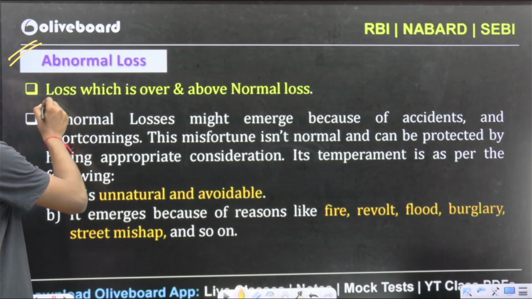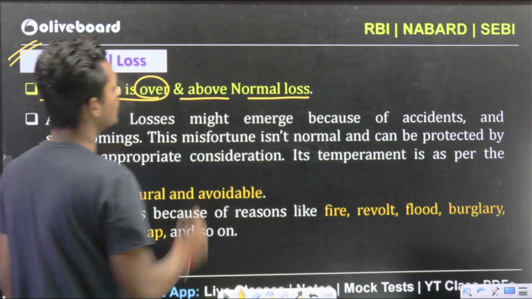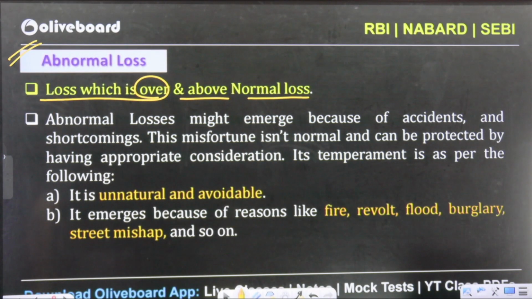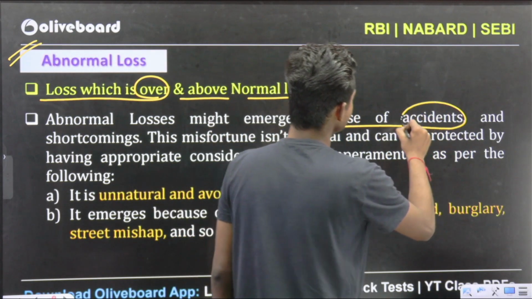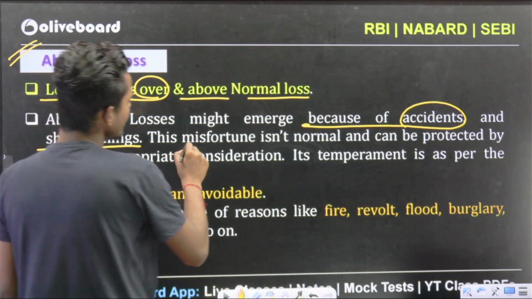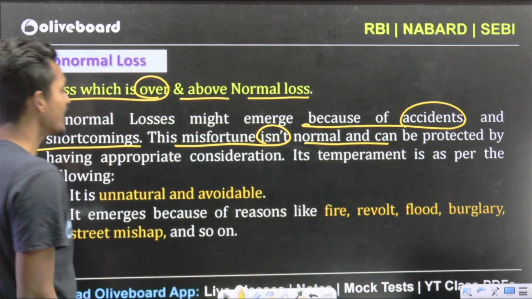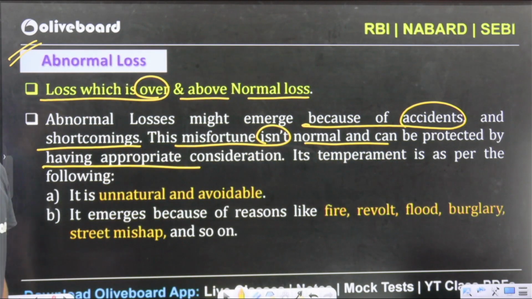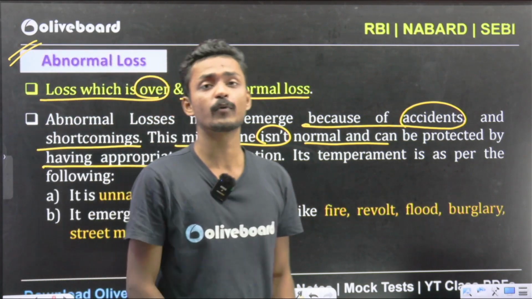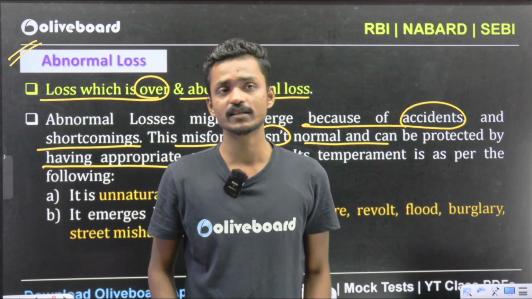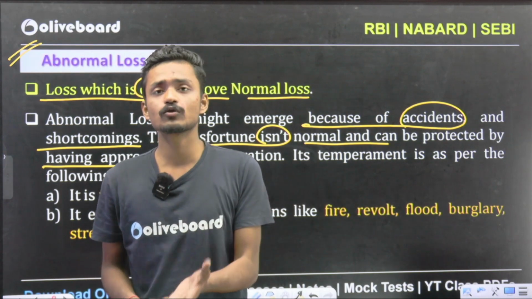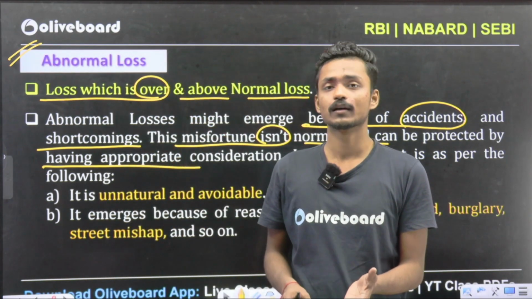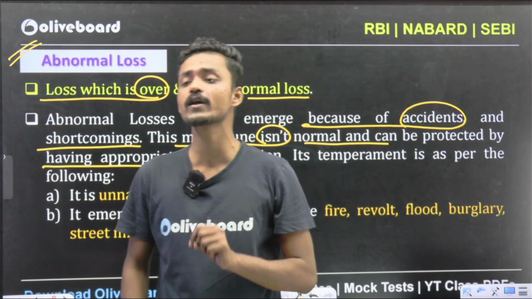So what do you mean by abnormal loss? Loss which is over and above the normal loss is your abnormal loss over here. Now, what is the reason, sir, abnormal loss is emerging? Abnormal loss is emerging due to accident, due to shortcoming, and due to misfortune that is not normal and can be protected with appropriate consideration. So yes, that loss we are able to protect, but due to some of our negligence, some of our mistakes, we are not able to protect it. That amount of loss happening over and above the normal loss is your abnormal loss, and we cannot recover it from our customer.